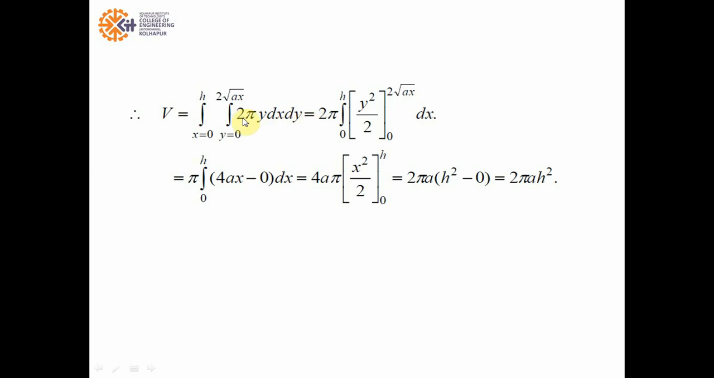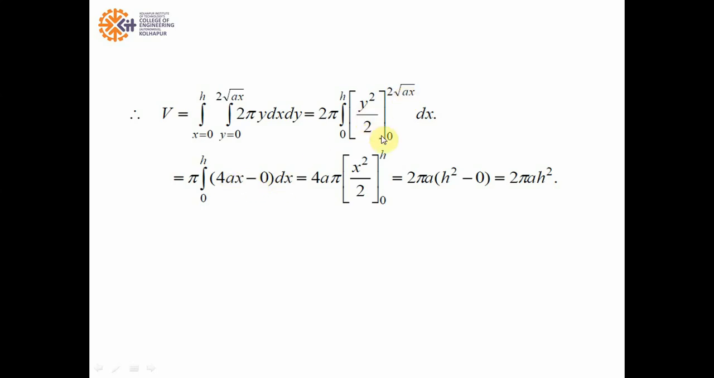This is equal to 2 pi, a constant, taken outside of the integration sign, integration 0 to h. First we take the integration of y with respect to y, we get y square upon 2 with upper limit 2 into under root x, lower limit 0, into dx. So it is equal to pi integration 0 to h, put y is equal to 2 into under root x upper limit, we get 4ax.